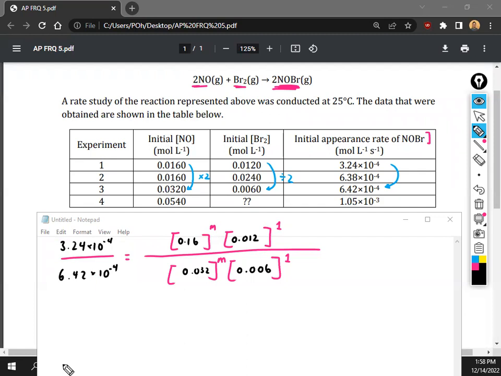Since we are running out of time, I'm just going to give you the final answer, and you can try punching this into your calculators as you study. For the order of NO, you're going to get a value of 2. So M is equal to 2. Your rate law is going to be K, the concentration of NO squared, times the concentration of Br2 to the power of 1. That's going to be your rate law. NO is second order, Br2 is first order.